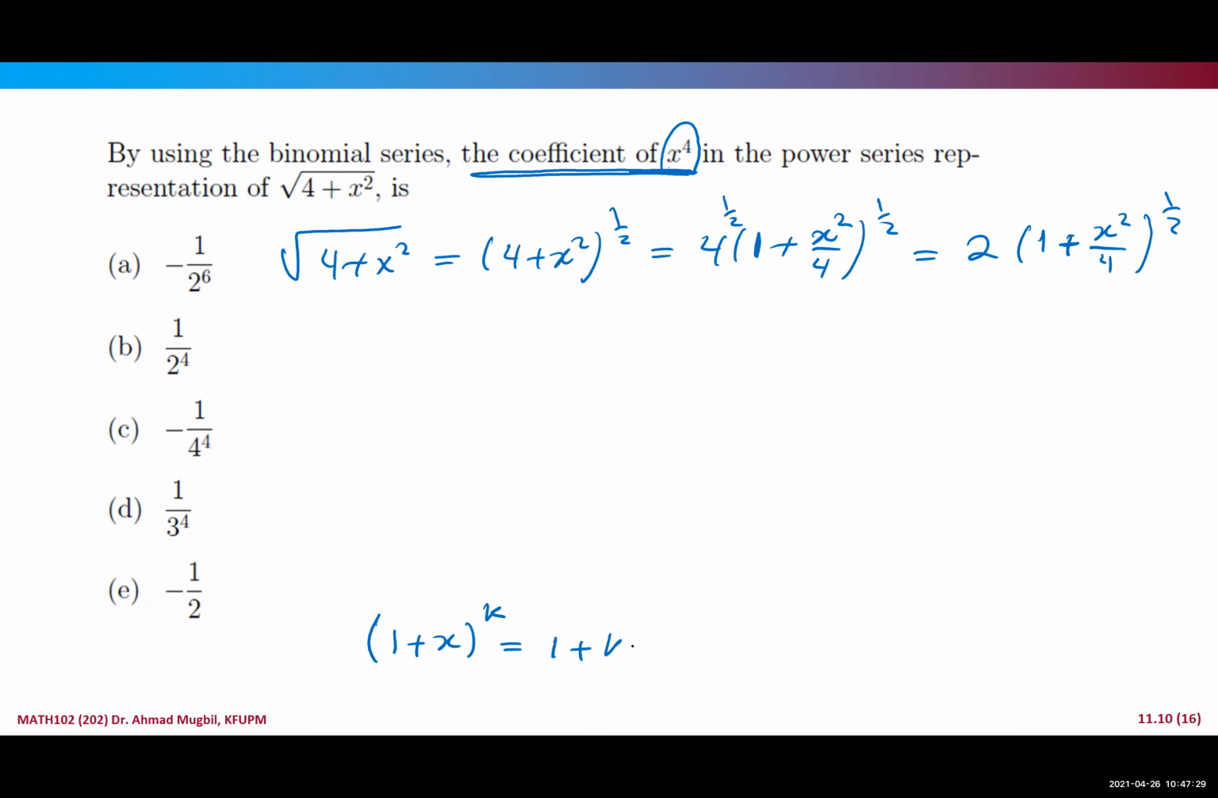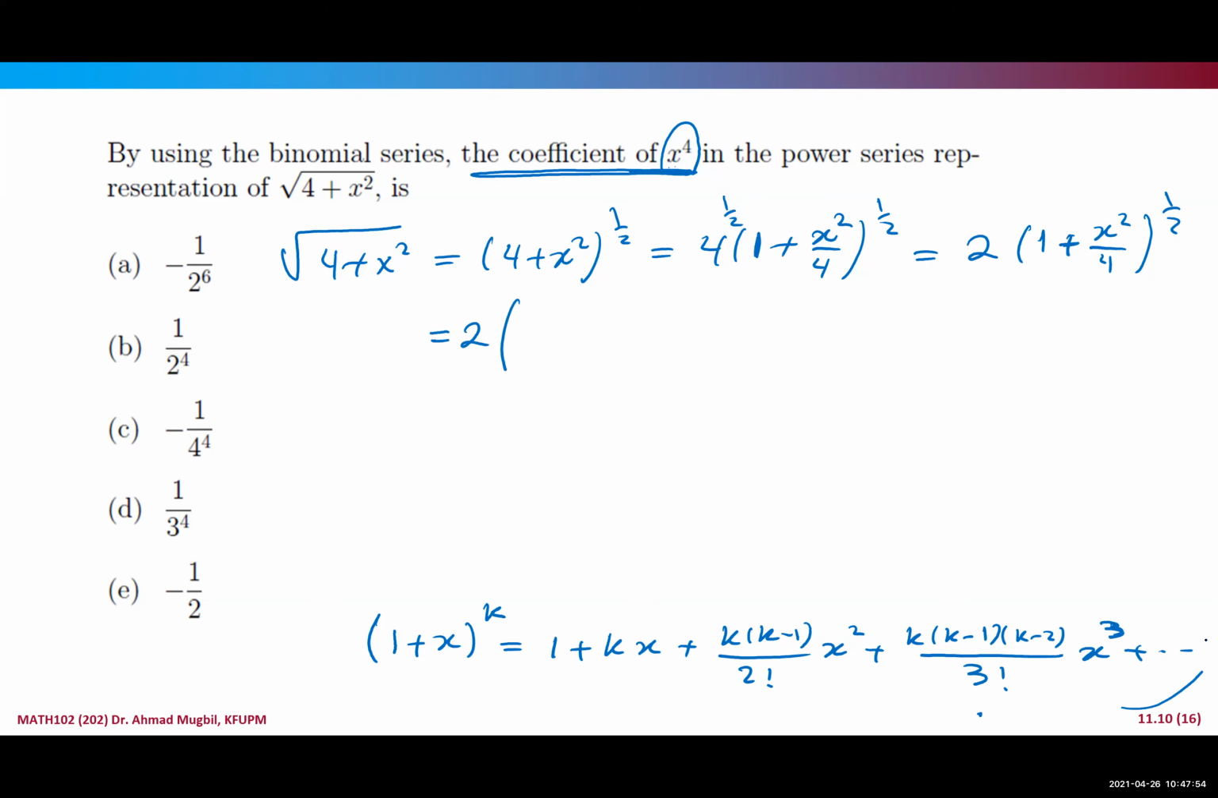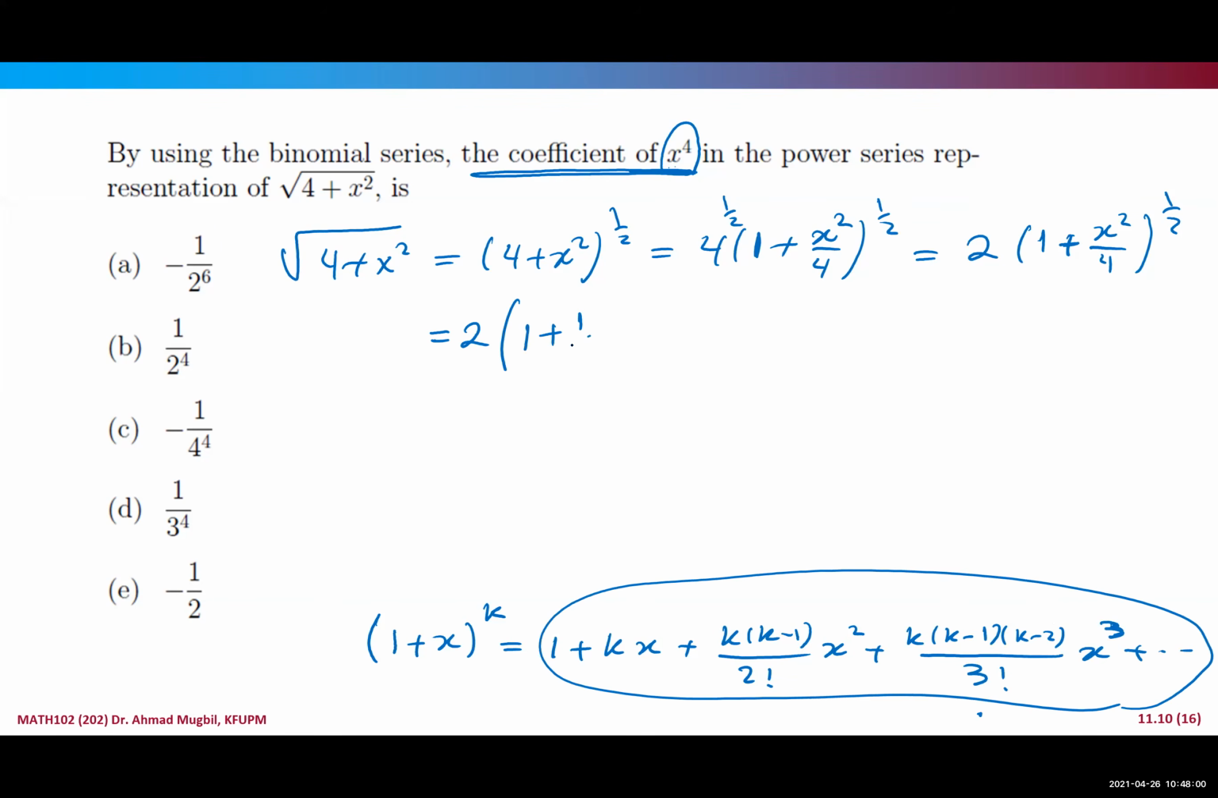This is 1 plus kx plus k times k minus 1 over 2 factorial x squared plus k times k minus 1 times k minus 2 over 3 factorial x to the power 3 and so on. Okay, so what we want here is the coefficient of x to the power 4. So this is equal to what, ya shabab? It will be 2, open brackets, apply this. It will be 1 plus k. What is k in our case? It is a half. So just put k equals a half and replace x by what? Replace x by x squared over 4.